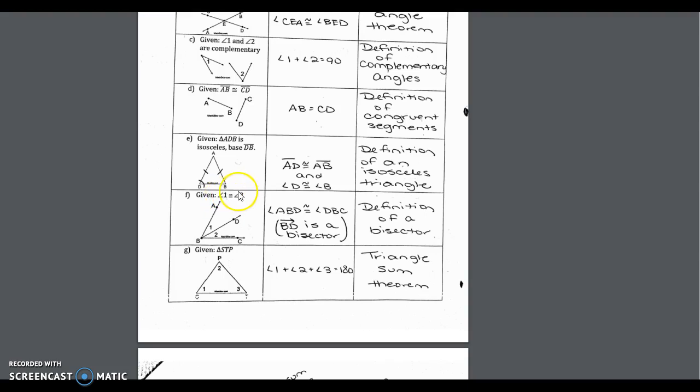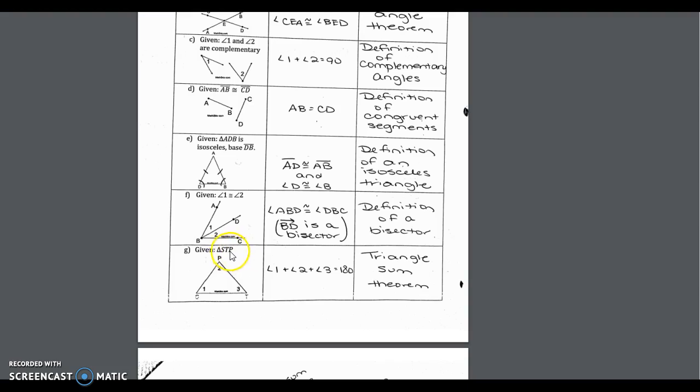If you're given that angle 1 is congruent to angle 2, we know that angle ABD is congruent to angle DBC because of the definition of a bisector. And we're also able to state that ray BD is a bisector. It splits this larger angle ABC in half. Each of the two halves are equivalent to each other and half of the original.